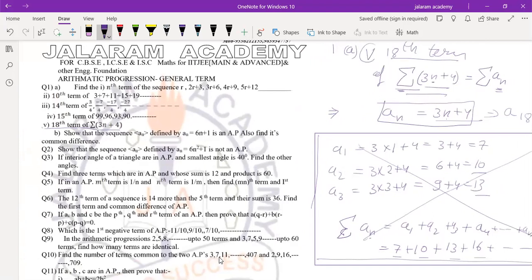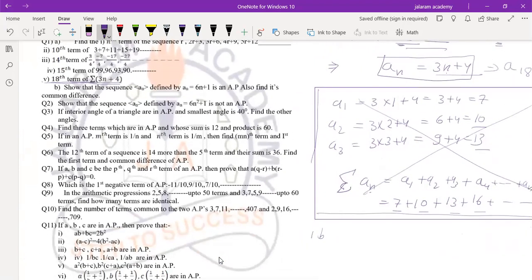fifth part, in which we have to find the 18th term of sigma 3n plus 4. Now, question number 1b. This also I have explained in properties. An equals to 6n plus 1. An equals to 6n plus 1, given.